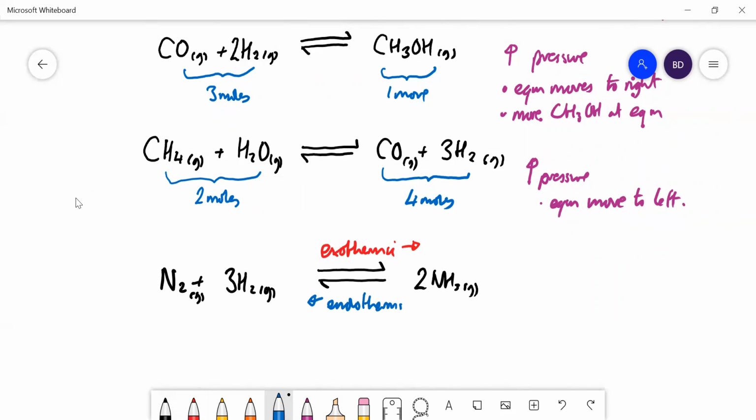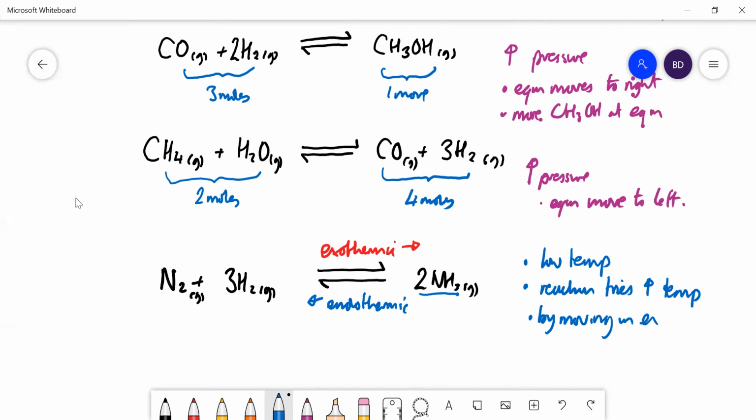So what kind of temperature should you use to get lots of ammonia? If you want lots of this stuff, what kind of temperature should you use? You should use a low temperature, because Le Chatelier tells us if we lower the temperature, the reaction tries to increase the temperature. And what's the only way it can do that? By moving in the exothermic direction.